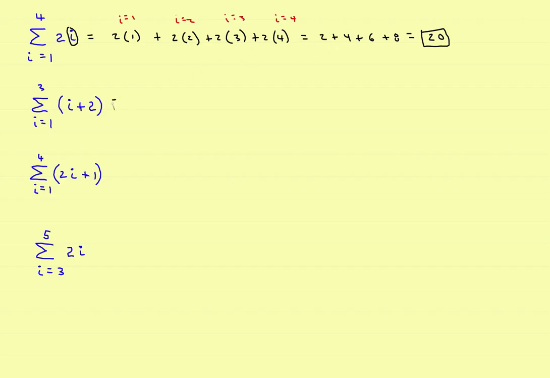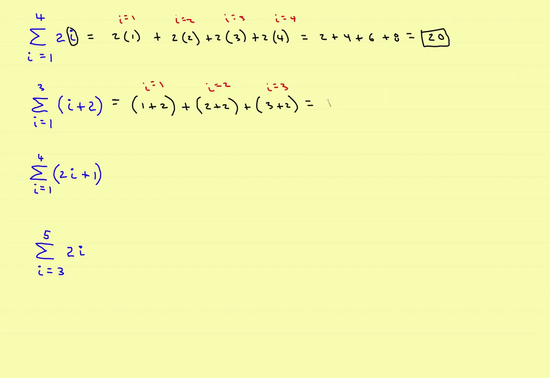Let's try this one. We've got i plus 2 as i goes from 1 to 3. And I'm going to put them in parentheses here. So this is going to be 1 plus 2, where i is equal to 1, plus, now on this one, i would be equal to 2, so it'll be 2 plus 2. And then on this one, i would be equal to 3, so it'll be 3 plus 2. So again, as you go across there, just remember this is where i is equal to 1, i is equal to 2, and i is equal to 3.